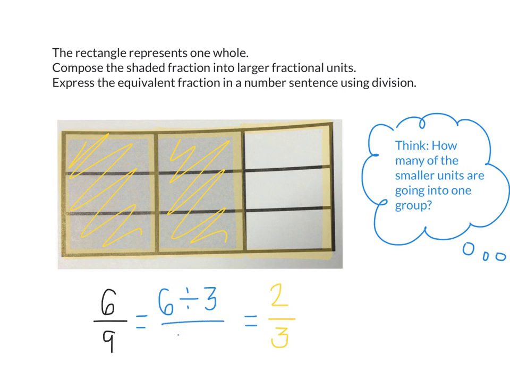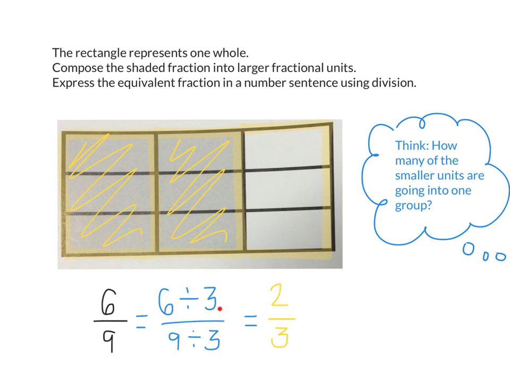Same thing in the denominator. We used to have 9 units, but I put them into groups of 3. So how do I show using division that I put them into groups of 3? I do 9 divided by 3. Let's use what we know about math facts to see if this is actually true.